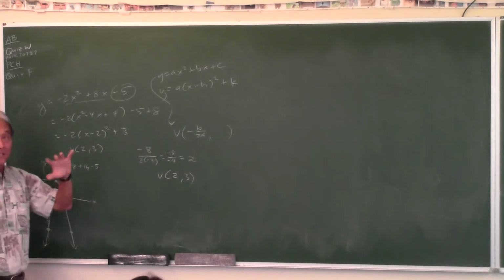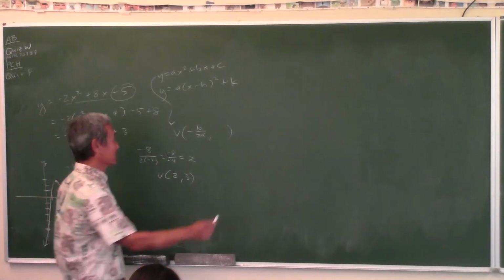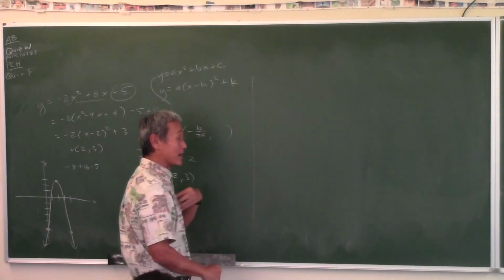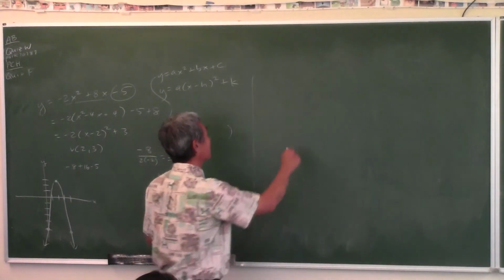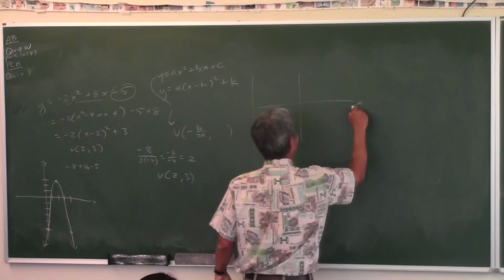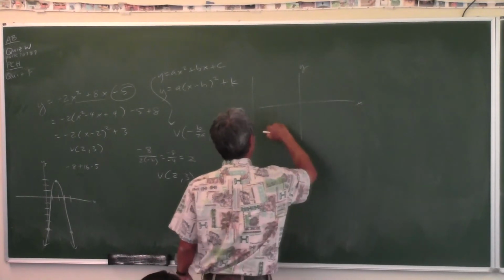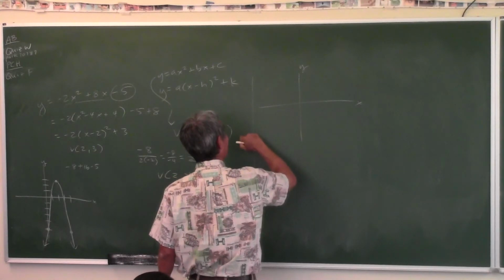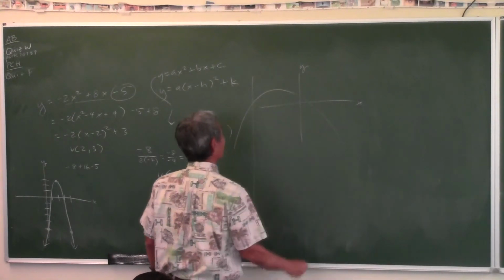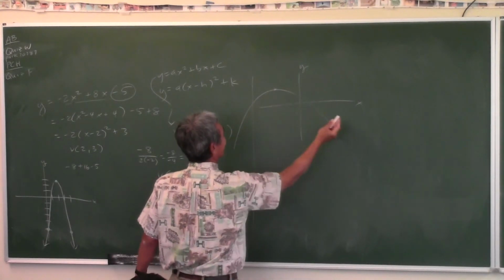Okay, this is the last thing, this is all we have time for today. The next thing is, what if I give you a graph? Can you write the equation of the parabola? Well, let's see. Okay, suppose we have a parabola that looks like this. Okay, it doesn't look like a parabola.